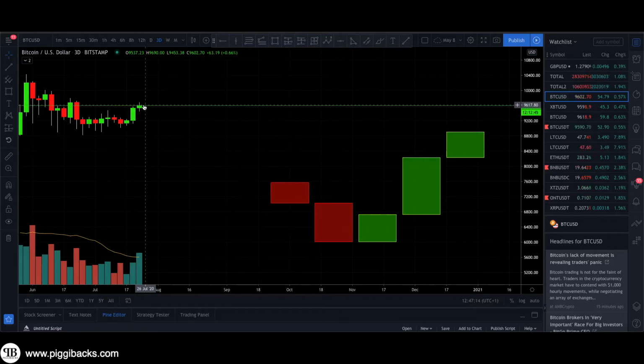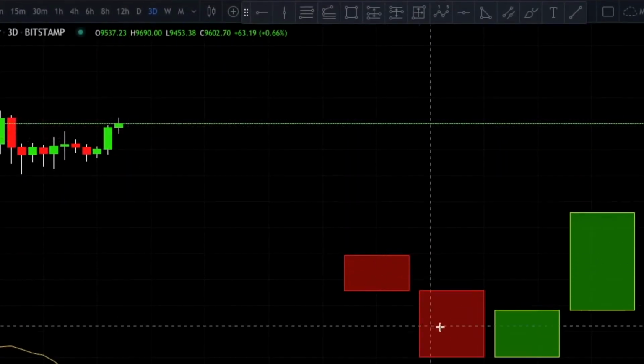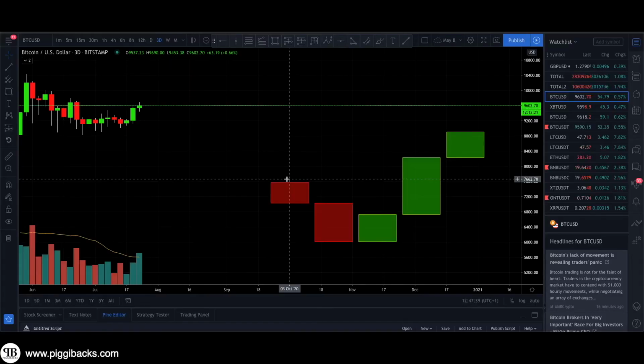So the first thing that you'll probably notice is, why is there no bits poking out of the candlesticks that I've drawn? Well, the explanation for that is because those bits that are poking out are called wicks, and the way a wick is formed is due to price movement.